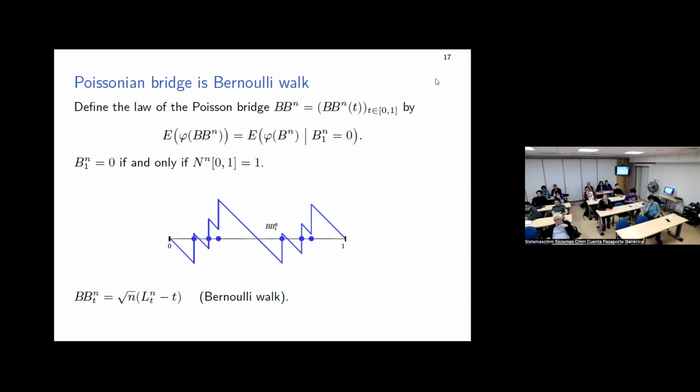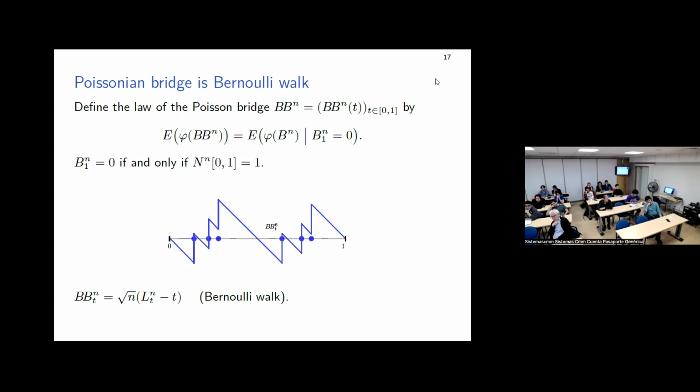And here the observation is that if you take a Poissonian bridge, so you condition that the Poisson walk arrives at 0, you define it the same way as before, but B1n. The Poissonian walk is 0 if and only if the number of points in [0,1], this is an n of 1, I forgot that, is exactly n, because you are dividing by n, then this will take out.